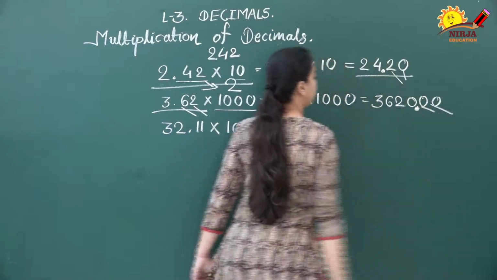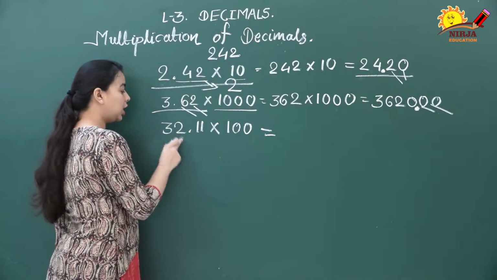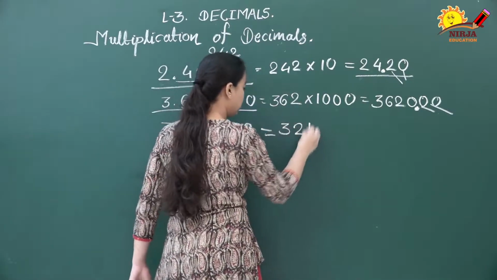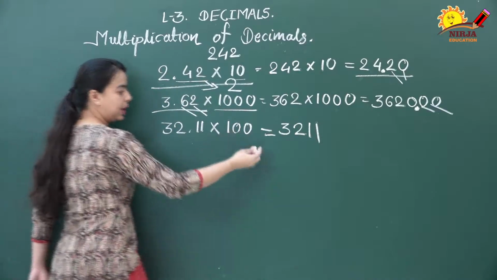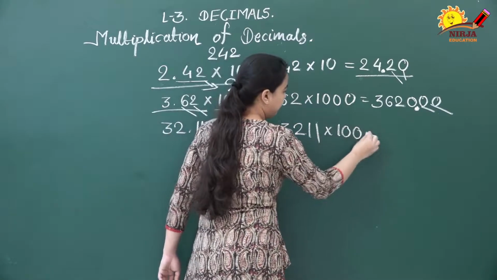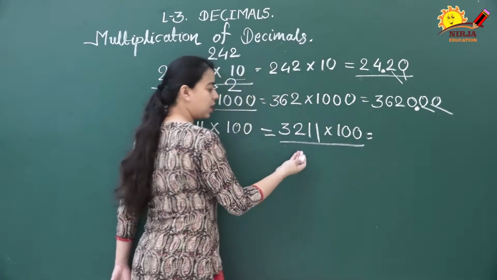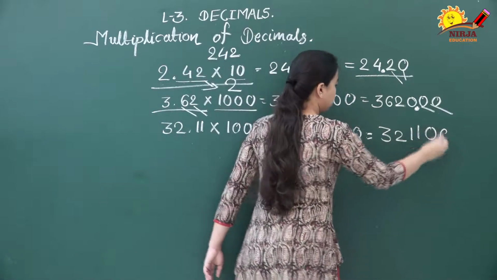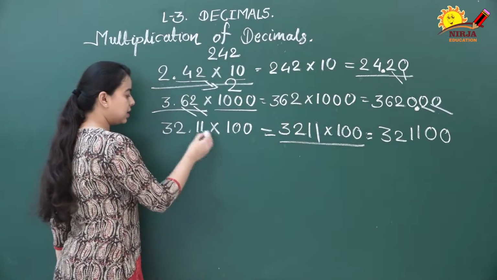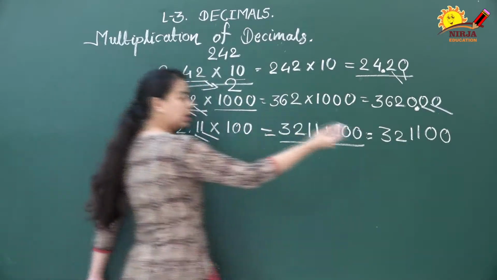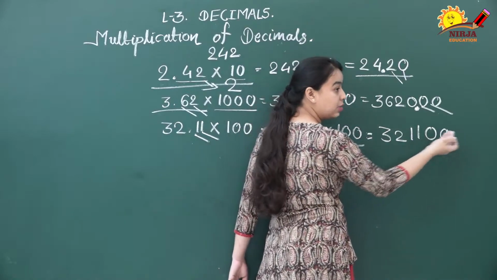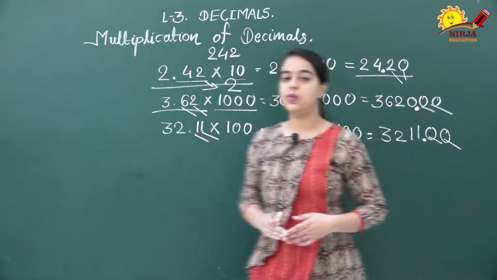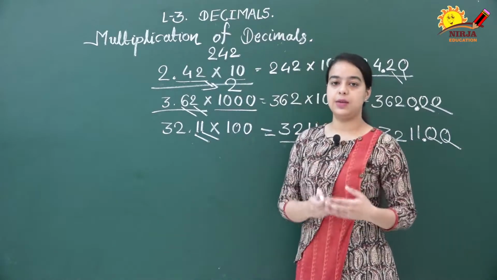So here, the third one is 32.11. Ignore the decimal point, it will become 3211. Multiply by 100. Let's solve this sum first. We all know how to multiply whole numbers. Now count the decimal places, 1 and 2. Here count the decimal places from the right of the number, 1 and 2, and put the decimal point over here. So this way you can multiply any numbers.